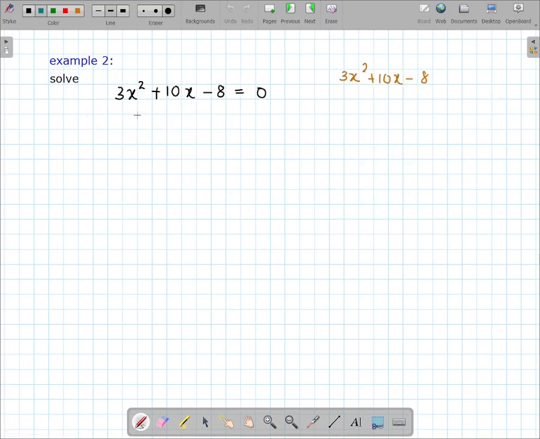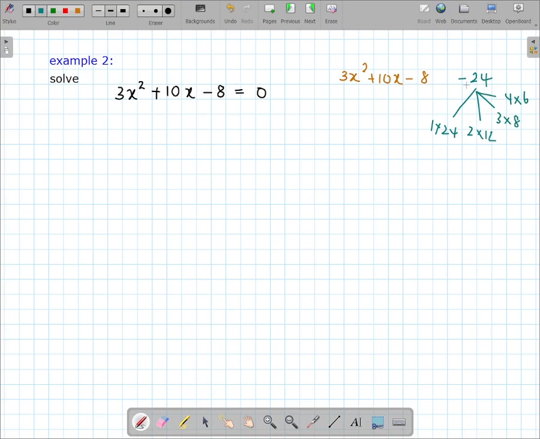Example 2, solve 3x squared plus 10x minus 8 equals 0. Then I'm going to write this expression here, 3x squared plus 10x minus 8. Then I'm going to factorize. How do you factorize? We take the x squared coefficient, that is 3, times minus 8, that is minus 24. Then take the factors of 24, that is 1 times 24, 2 times 12, 3 times 8, 4 times 6.